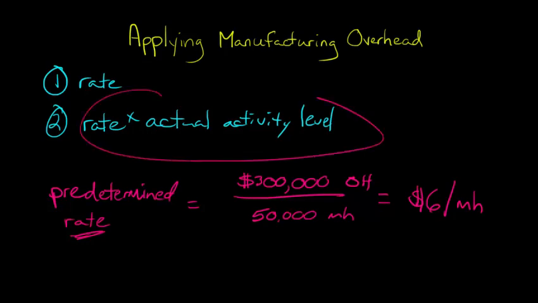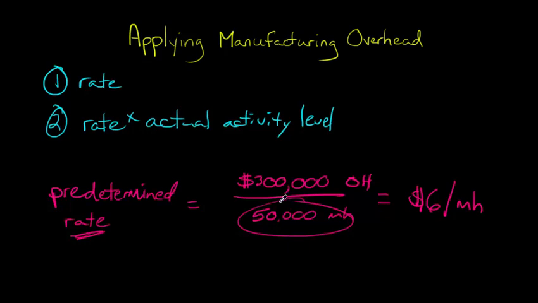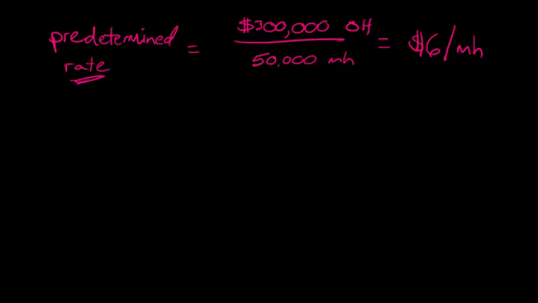So let's take this rate. Now, remember, we just take the rate and multiply it by the actual activity level. Right now, 50,000 machine hours is the budgeted activity level. We used that to calculate the rate, but when we apply the rate, we're going to need to multiply it by the actual activity level. Let's say that there were actually 45,000 machine hours. So actual machine hours is 45,000.